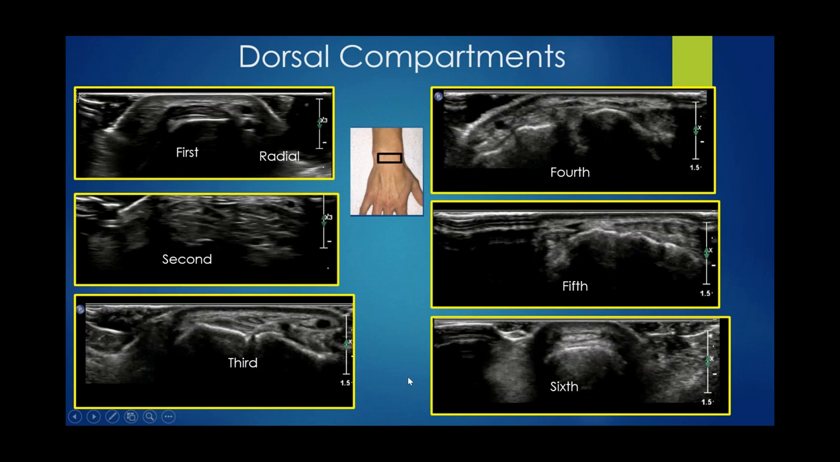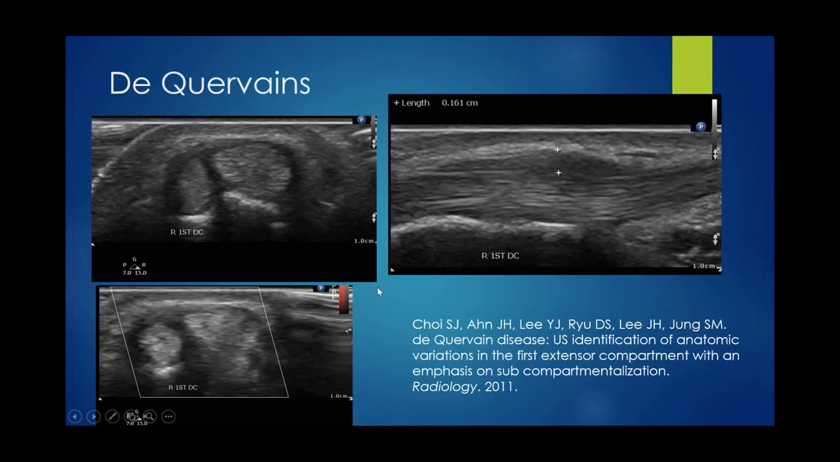Again, clinically, the first and sixth compartments are most commonly involved. Here's an example of De Quervain's tenosynovitis. The first top left image shows the abductor pollicis longus and extensor pollicis brevis tendons. You'll note that the overlying retinaculum here is easily seen, which usually means that it's abnormal. Often it's only about a millimeter in thickness. Often when it's abnormal, it will be quite thickened and readily apparent. Usually it's thicker over the extensor pollicis brevis tendon.